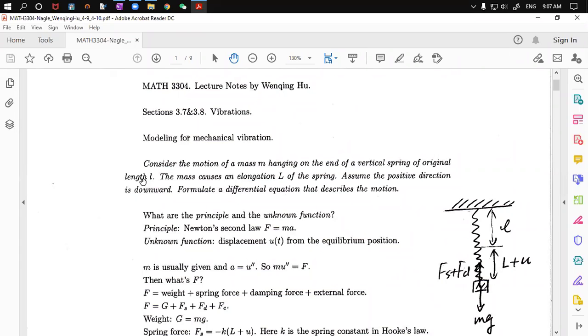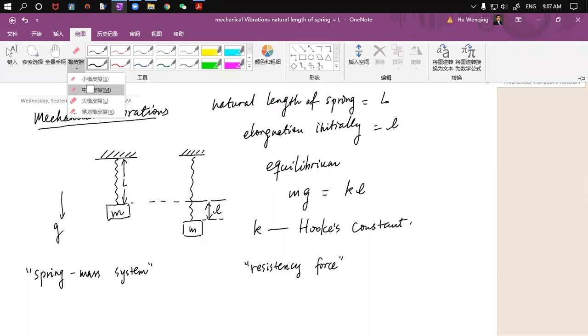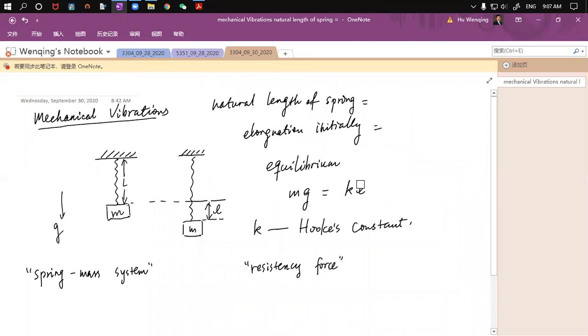Here maybe I will use small l, just to make myself agree with the lecture notes. It's completely fine to switch. So I will say the original length is small l, the elongation is capital L. So mg is k capital L. I'm just going to do it in this way.